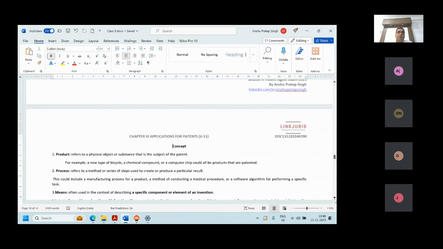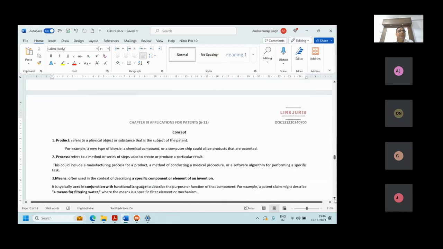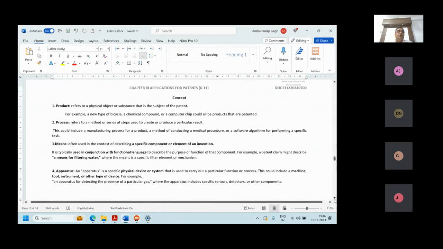For example, tea is a product, and how to prepare a tea, there are those other methods. Then comes means. Means we have just discussed. Means is often used in the context of describing a specific component or element of an invention, when the function is more important than the particular element. For example, you don't want to use a bolt, that something is fixed on a particular table with a bolt. So what you are saying is that it has been mounted by means for fastening. Suppose a vase is fixed on a particular table, then yes, a means of fastening the vase. This is another element which has been used.